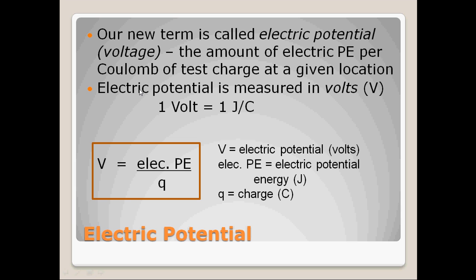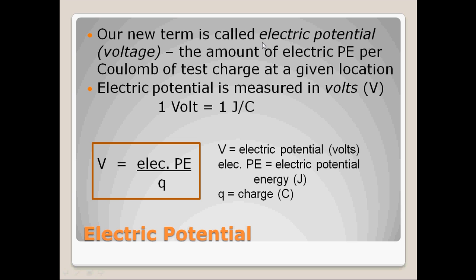It's kind of like if I wanted to figure out the gravitational potential energy per kilogram. It's basically just a way of dividing out the amount of test charge so that all I'm left with is a reflection of the strength of my electric field. So again, we're basically just looking at the amount of electric potential energy per Coulomb. We call that electric potential.